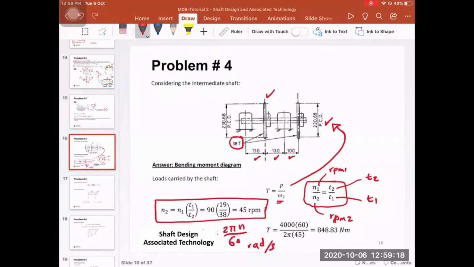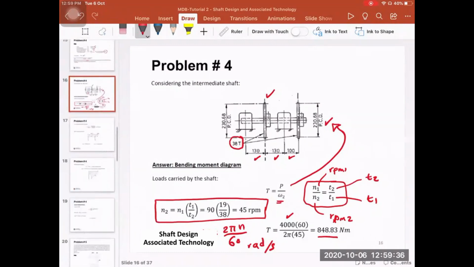So the torque is equal to the power, which is 4,000 watts, divided by omega, and this gives us the torque. So this is how we calculate the torque in this case, based on the power and the omega, but the speed here, or the angular velocity of this shaft, had to be calculated the way that we did it.